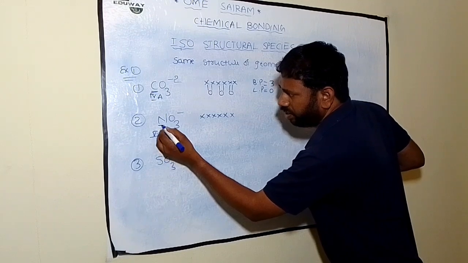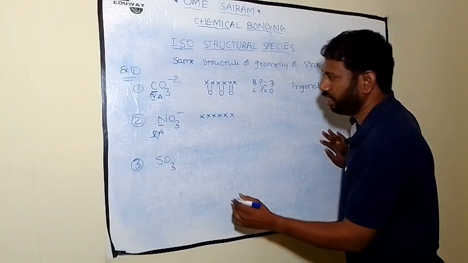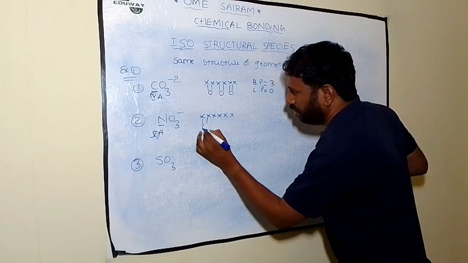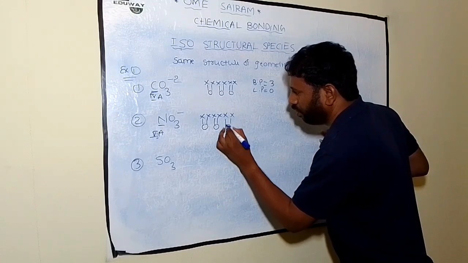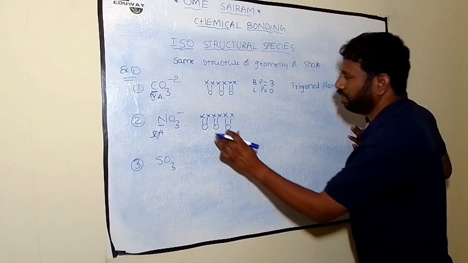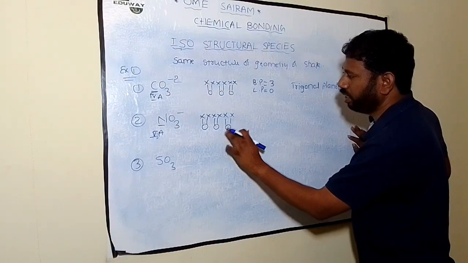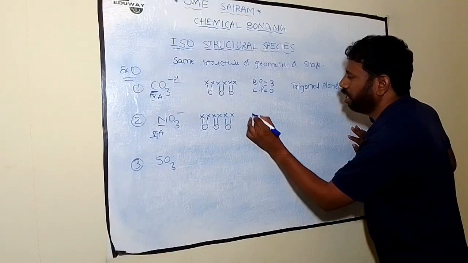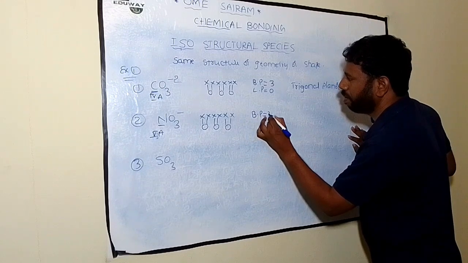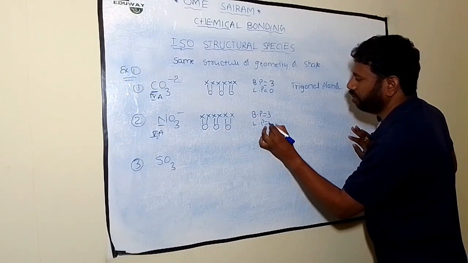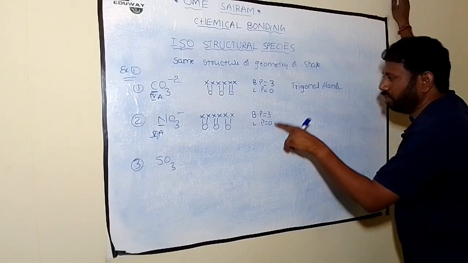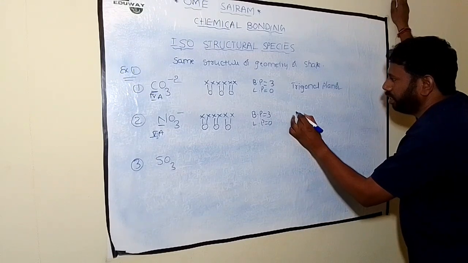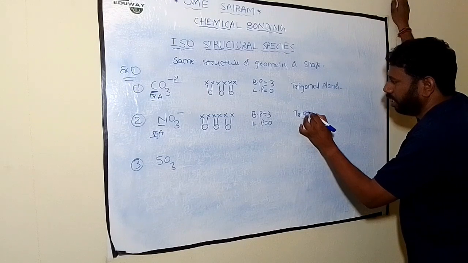Now nitrogen is attached to 3 oxygen atoms, and each oxygen can form a double bond. Now how many double bonds? 1, 2, 3. 3 double bonds. That means bond pairs 3, lone pairs 0. If any molecule has 3 bond pairs and 0 lone pairs, the geometry is the same, trigonal planar.